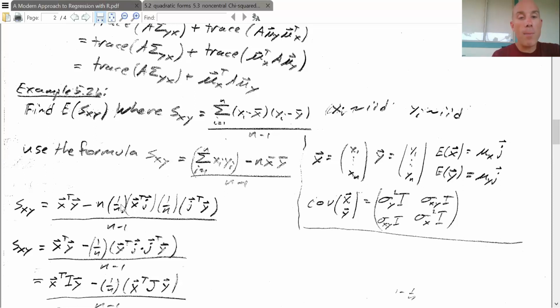Well, if I think about this, I can rewrite this so that the n's cancel out, and this 1/n comes out. So I get X transpose Y, or sorry, X transpose J, J transpose Y. The J times J transpose, if you remember, is going to be capital J. That's a matrix with all ones in it. And that's how I get this.